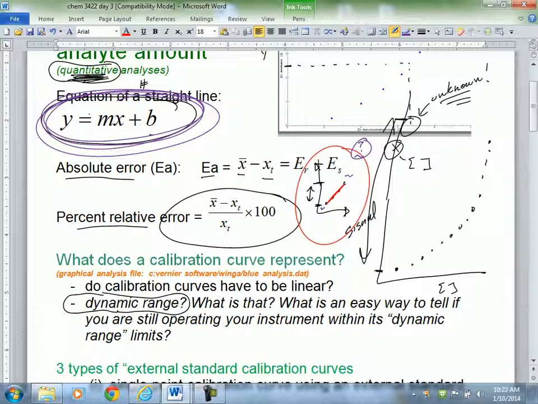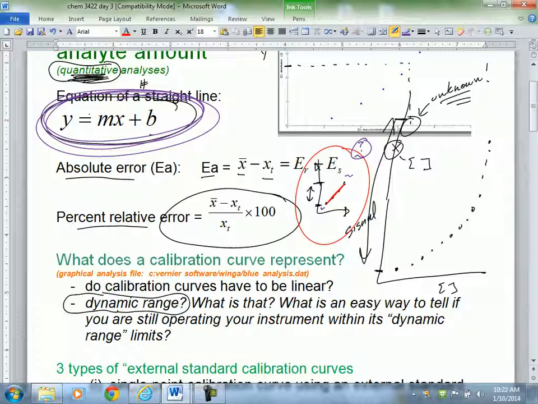So how do you know if you can use the same equation or not? There's an easy way, at least this is what I say is an easy way to tell. If you double the concentration of something, should the signal perfectly double if you're in the dynamic range? Yeah. So if you triple the concentration, the signal should triple.